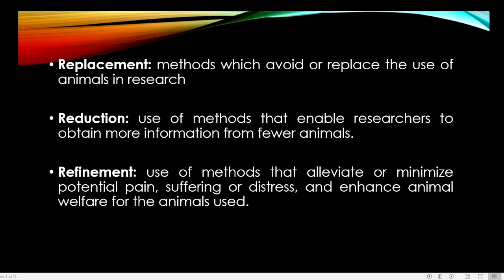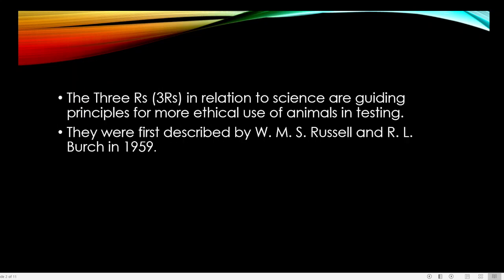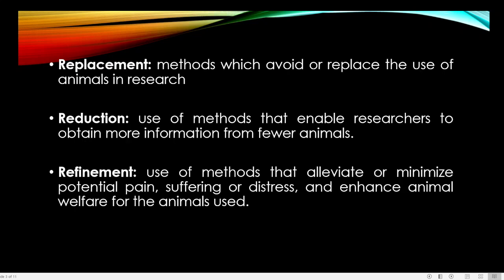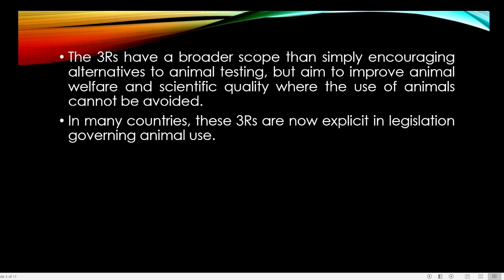So these are the three fundamental principles presented in the 3R principle introduced by Russell and Birch in the year 1959. This is the main principle on which modern science is actually going on. The 3Rs have a broader scope than simply encouraging alternatives to animal testing, but aim to improve animal welfare. And so two important aspects come up.